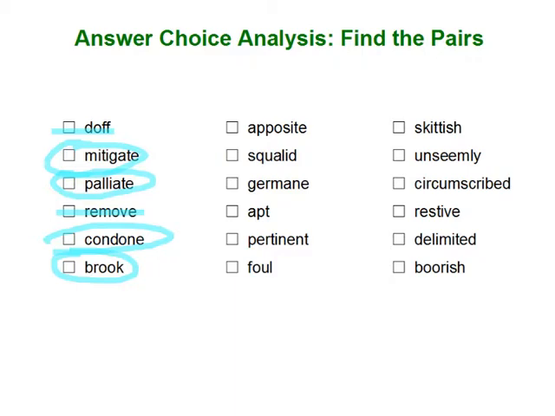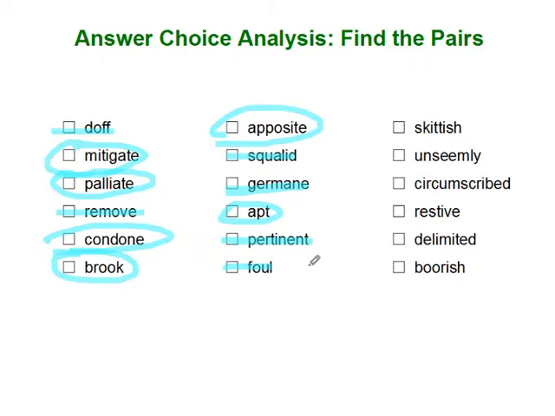But given the circumstance of these choices, the best pair is germane and pertinent, which are very near synonyms, and apt and apposite are much nearer synonyms than apt and pertinent in this regard. Each of them sort of meaning appropriate. Squalid and foul, I think, are the more obvious pair there, both of those bad things.